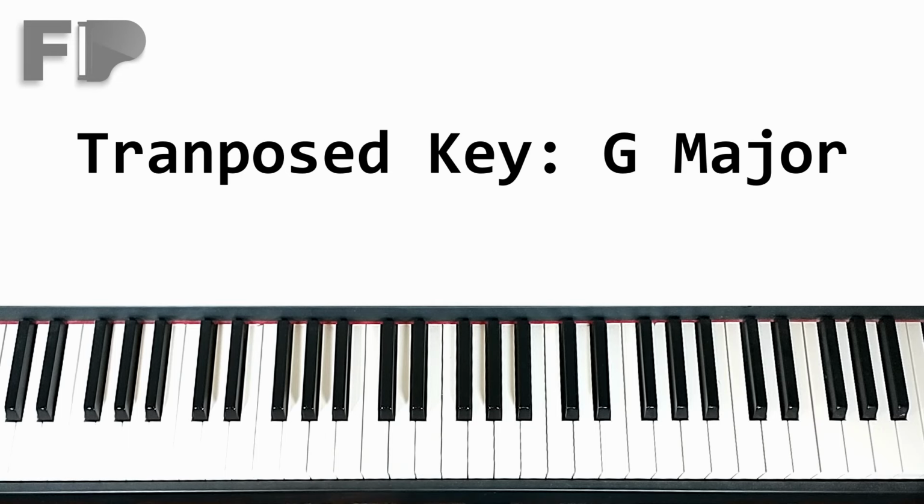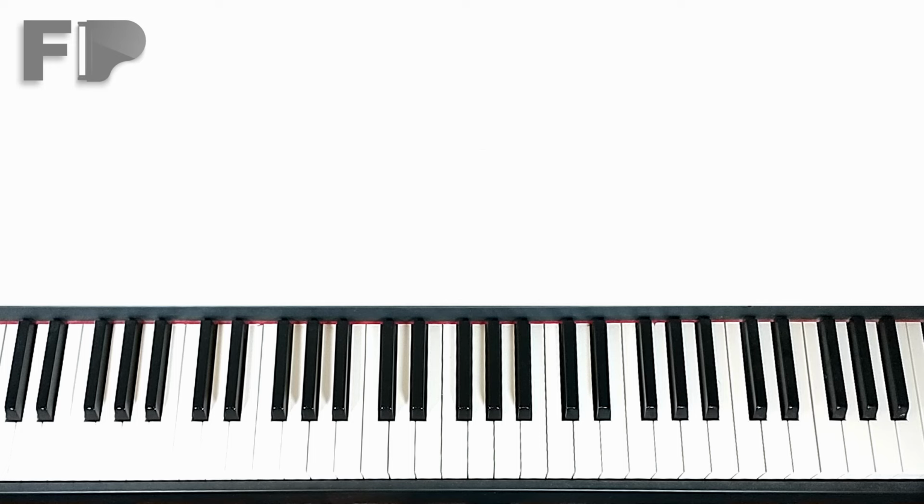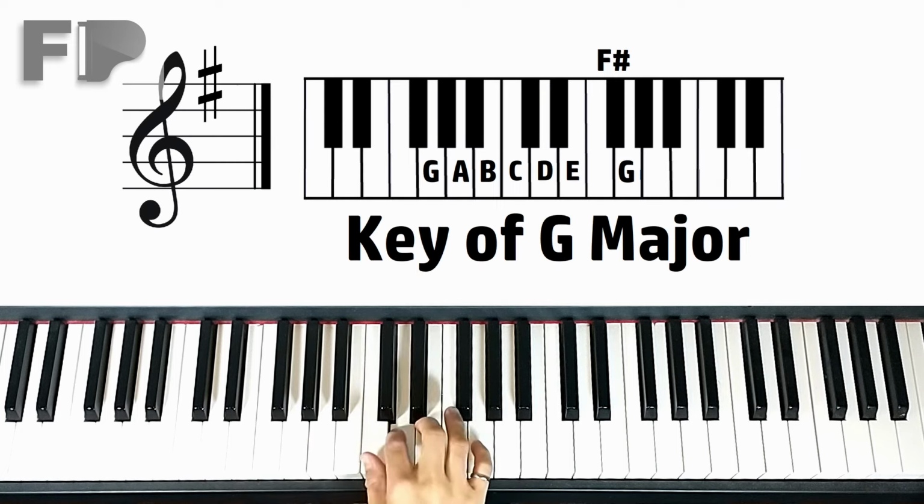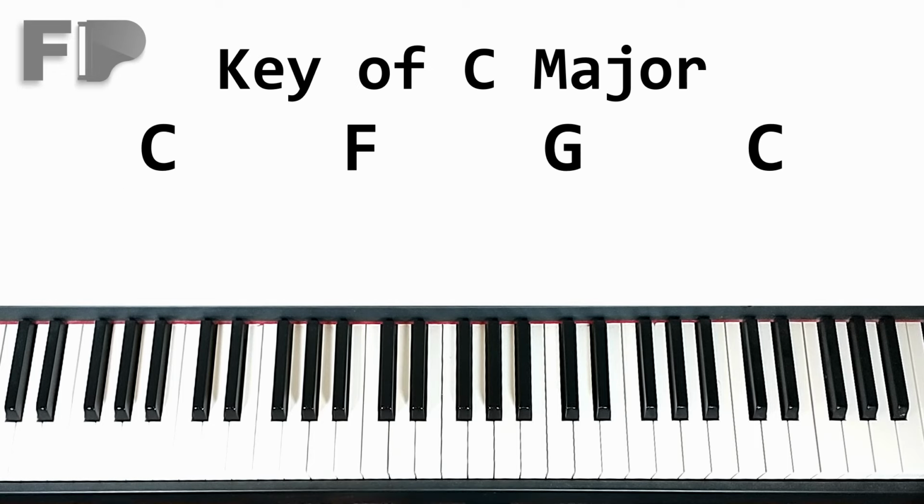The next thing we want to do is make sure we know the scale of the new key. Here is the G major scale. Next, we'll go over the original chords and mark them with numbers in relation to the scale.